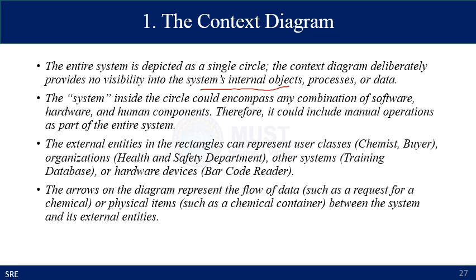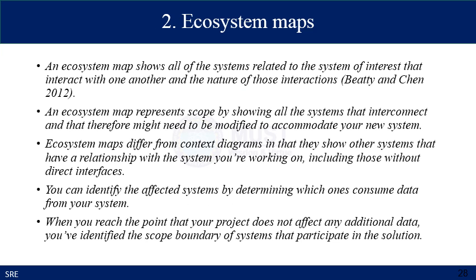The arrows on the diagram represent the flow of data, such as a request for a chemical, or a physical item such as a chemical container, between the system and its external entities. Another form to represent your system is called an ecosystem map. An ecosystem map shows all of the systems related to the system of interest that interact with one another and the nature of those interactions. An ecosystem map represents a scope by showing all systems that interconnect and that therefore might need to be modified to accommodate your new system.